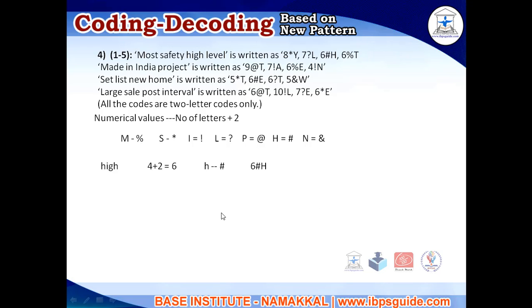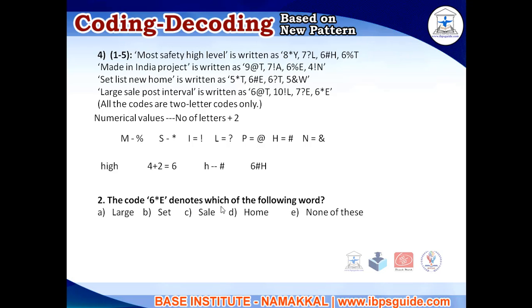The code 6*E denotes which of the following words? The word we are going to find should contain 4 letters, because in the coded terms we added 2 to the number of letters. So in the reverse process we should decrease 2, then the word would contain 4 letters.